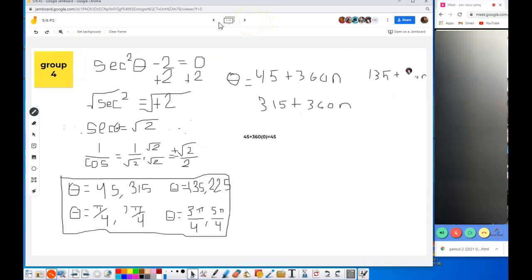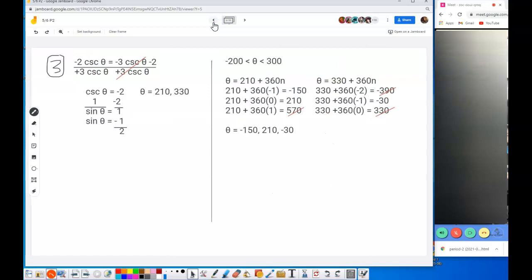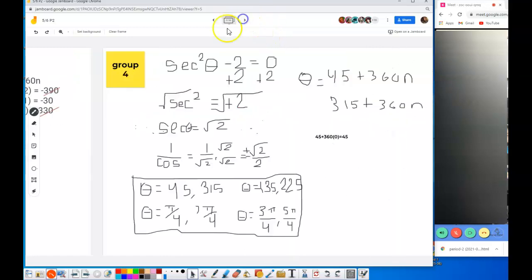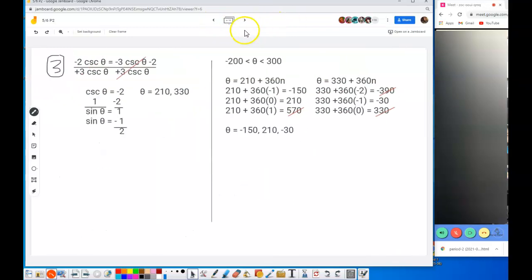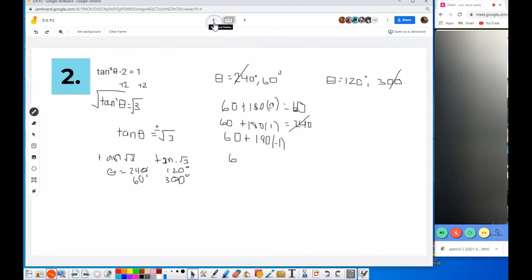See if you guys can do number 4. I think that might be the longest one. Group 4's already got it, but if you guys could work on that together, that might be the most challenging one. Number 4.